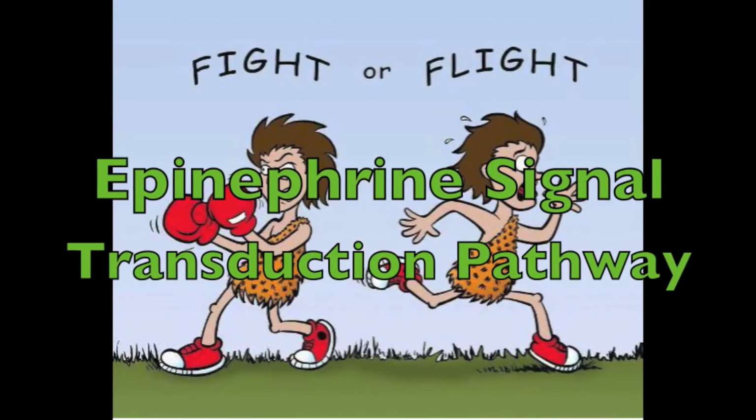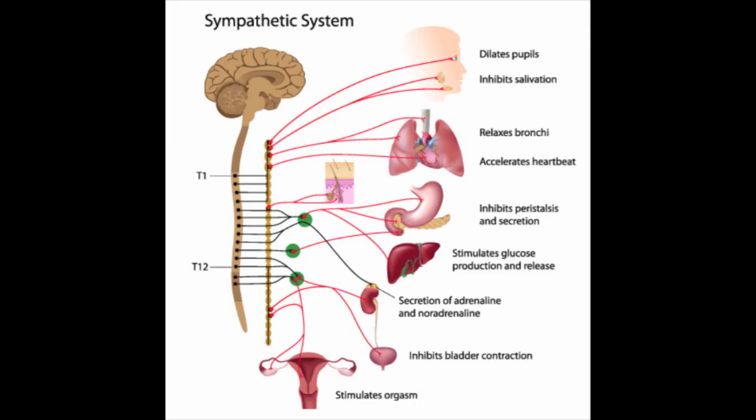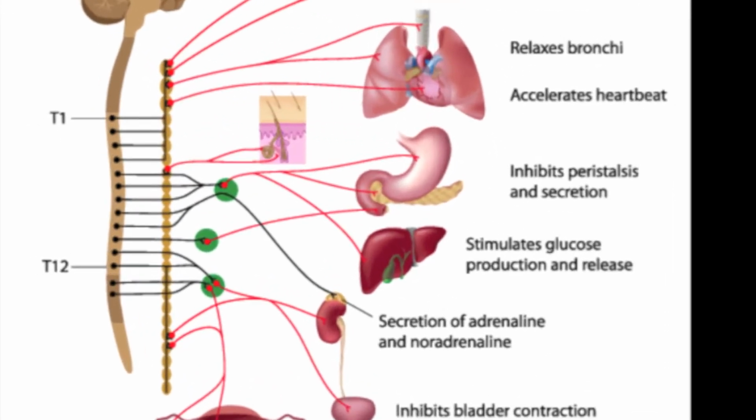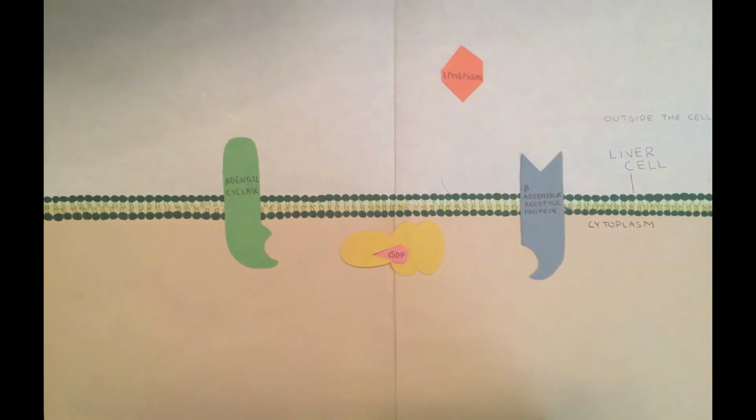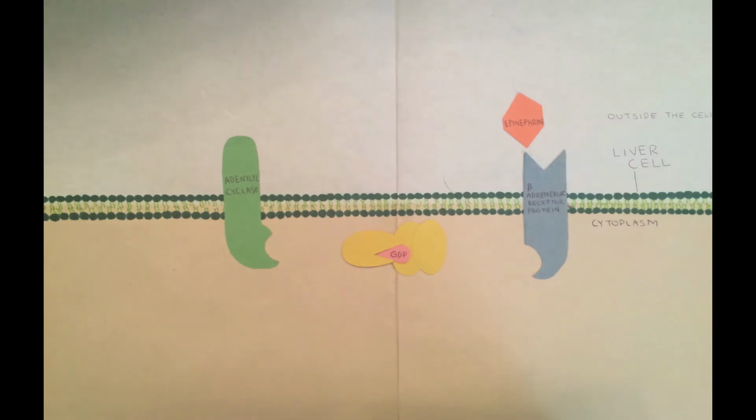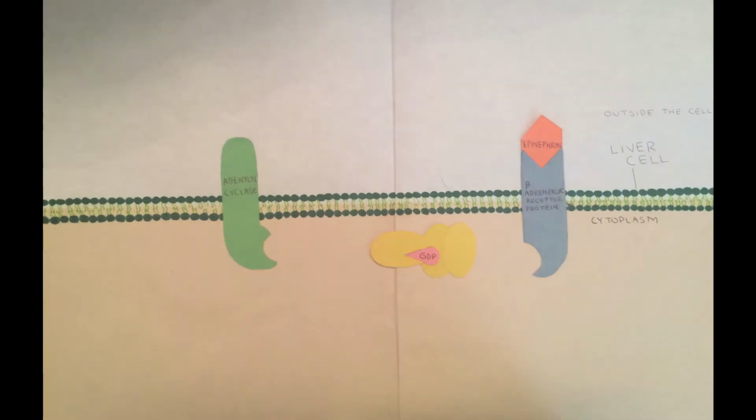In response to a stressful event, the body goes through a fight-or-flight response. One symptom in particular is the adrenal gland's release of epinephrine, which is what initiates this transduction pathway. The epinephrine bonds to the adrenergic receptor proteins on the cell membrane.